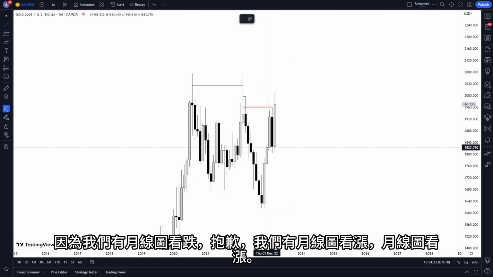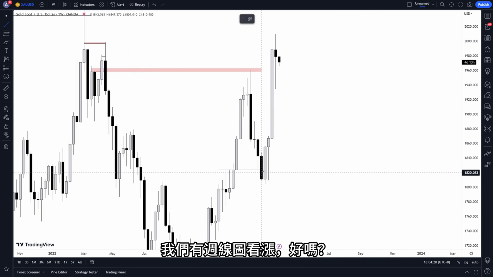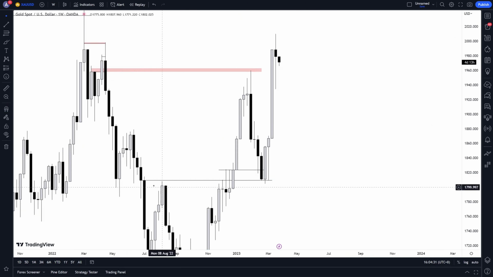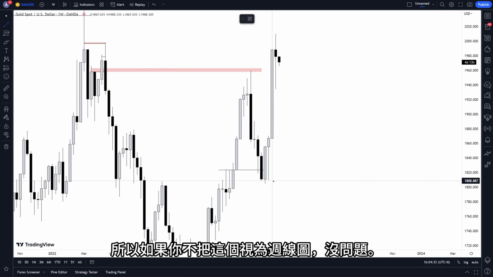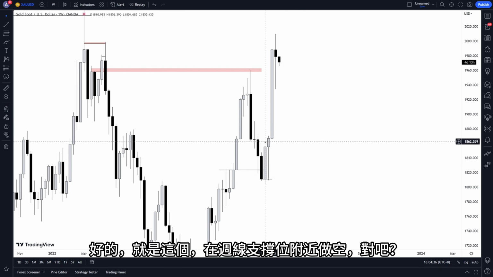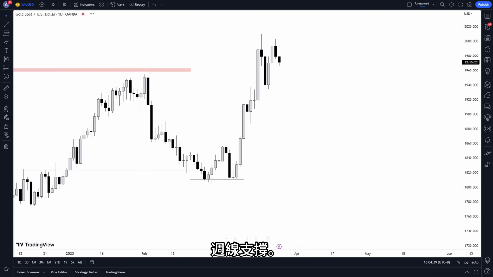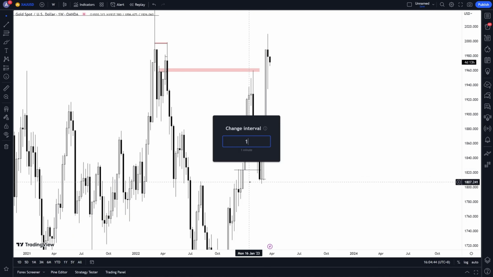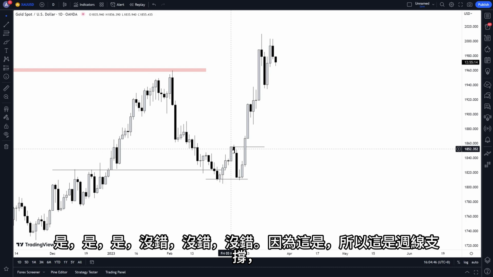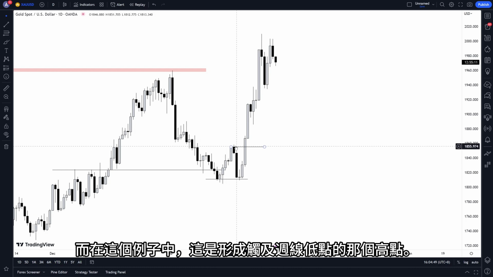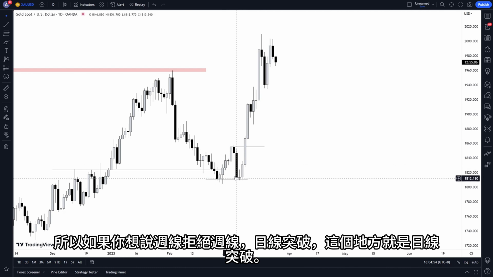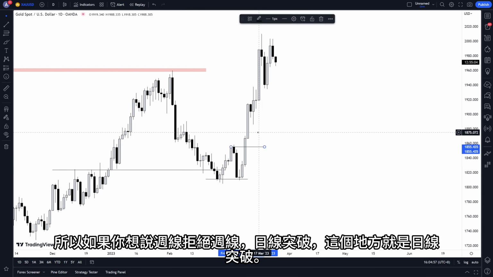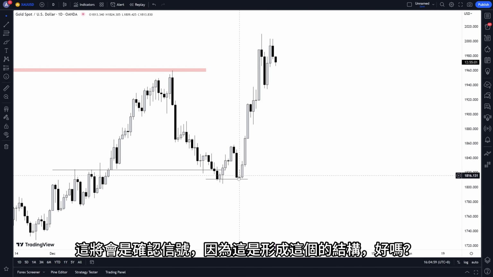Why? Because we have monthly bullish, we have weekly bullish. Okay, so if you don't consider this one weekly, no problem, no worries, maybe you didn't see it, right? Here at least, sell by, weekly support, correct, and daily breaks out here. Yeah, correct, because this is the weekly support, and this was the high that formed the low that tapped into weekly. So if you want to say weekly reject weekly and daily breakout, this would be the daily breakout right here. There would be the confirmation, because this is the structure that formed this.